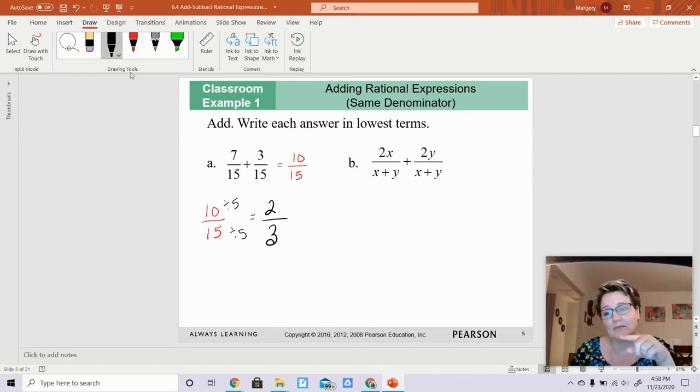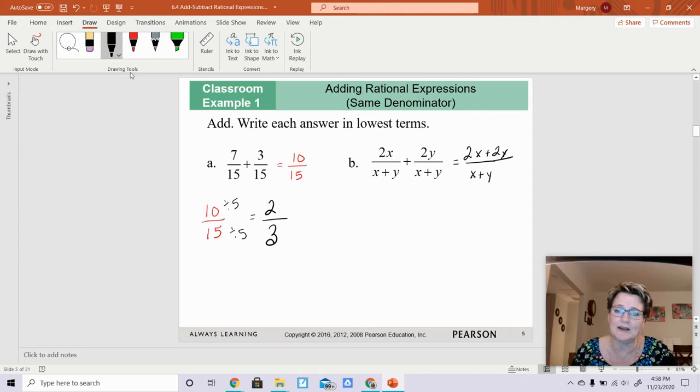Now, the next problem, if you notice that the denominators are the same. The denominator is x plus y. Now, the numerators are 2x plus 2y. Well, you can't really add those together, so all I can do is just write them down, just like that. Okay? Now, if you can factor it, you must factor it.